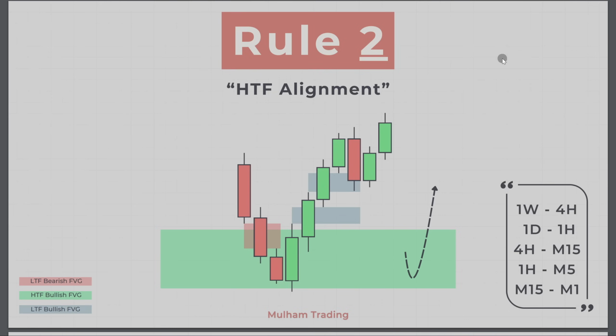Now this one, higher time frame alignment, what does that mean? That means we have this higher time frame bullish fair value gap, as you can see. This is a lower time frame bearish fair value gap. So let's say we're looking at 15 minutes as the lower time frame and 4 hour as the higher time frame. This is a 4 hour time frame. As we're approaching that 4 hour, we created a bearish fair value gap.